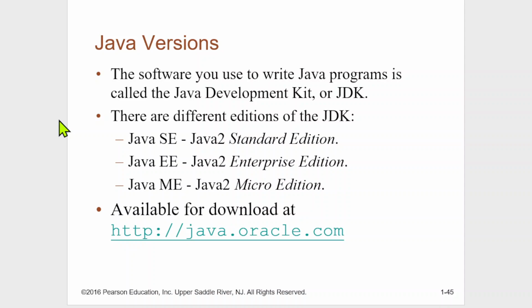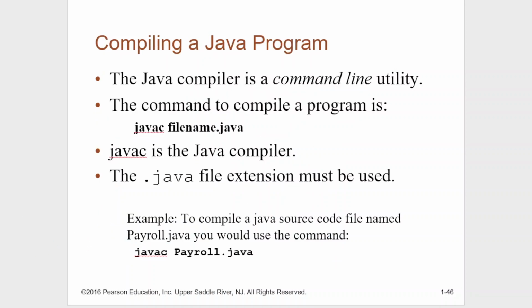The software you use to write Java programs is called the Java Development Kit, or JDK. There are different editions of the JDK. You have the Standard Edition, which we'll use. You have the EE, the Enterprise Edition, which is used for big companies. The ME is the Micro Edition, which you'll find in phones and a lot of Internet of Things devices like cameras that are running small Linux operations. You can get Java for free. Just go to Oracle or just Google JDK download.